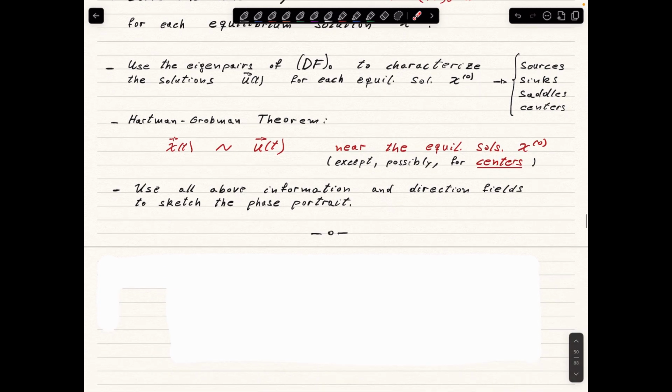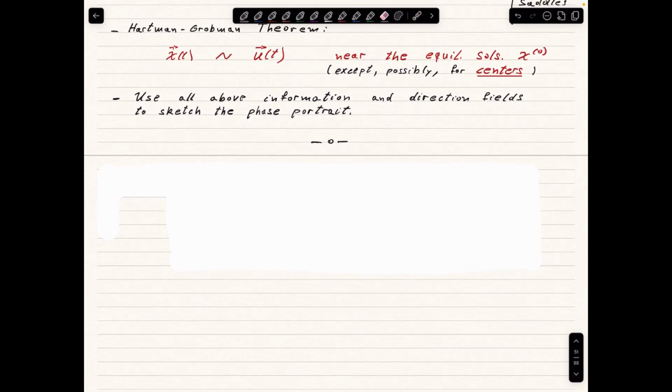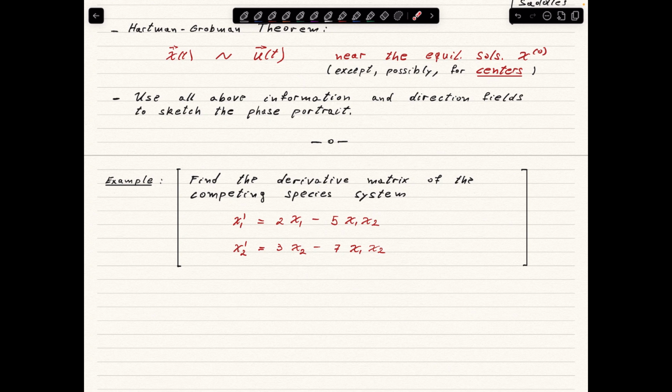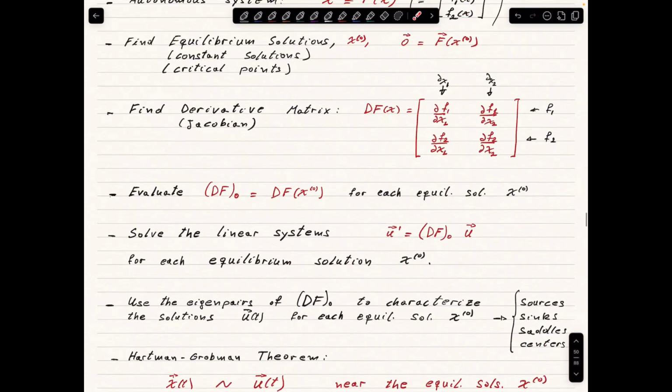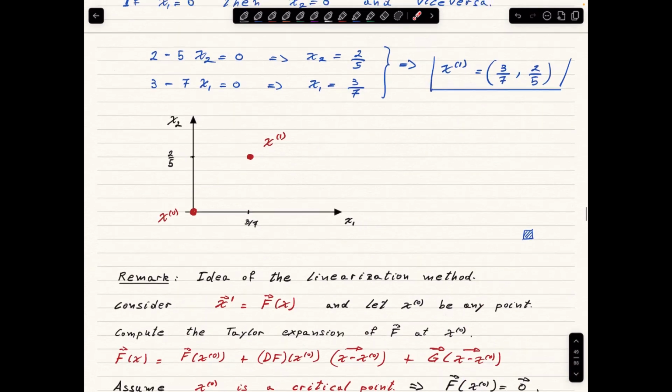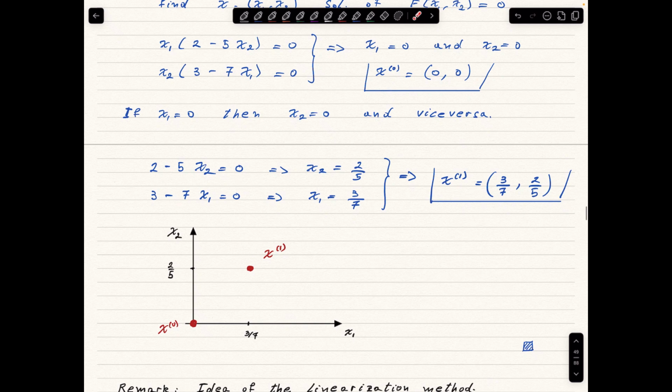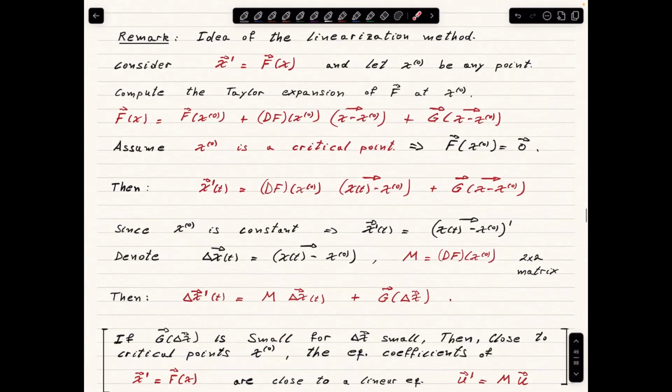The example is the competing species with infinite food that we introduced before. The first step, recall, is to find the equilibrium solutions, but we already did it. They are up here. So 0, 0, and this point are the equilibrium solutions. We have two equilibrium solutions for the competing species.